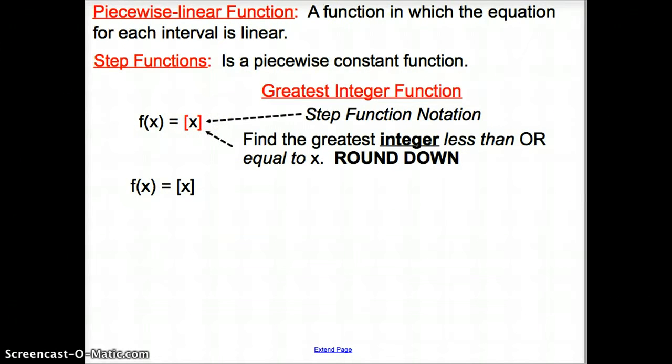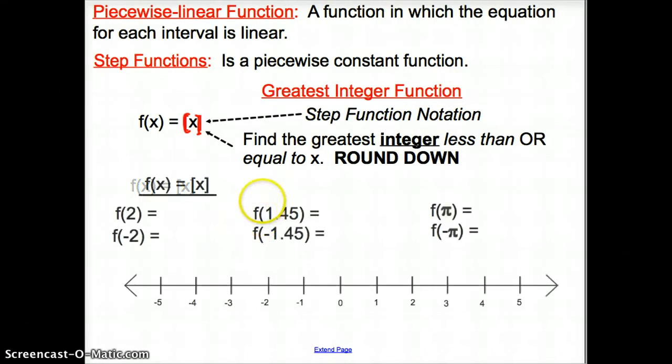The step function notation is these brackets in red, usually denoted by brackets. They'll either be single brackets, or in our book they're double brackets. What the greatest integer function means is to find the greatest integer less than or equal to x. So if it was 1.5, you would round down to 1. If you want to think of it in different contexts, you're just rounding down. So the greatest integer function, all that means to you is to round down. It is the greatest integer less than or equal to x.